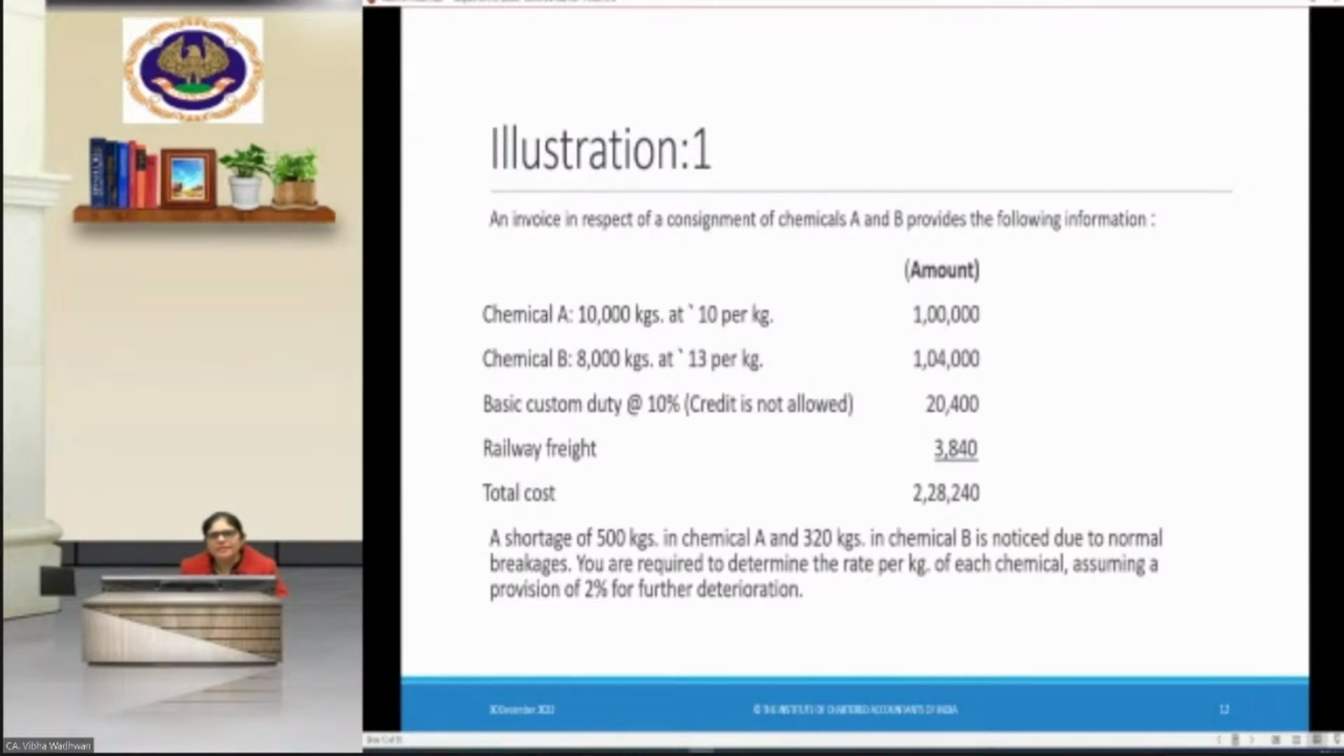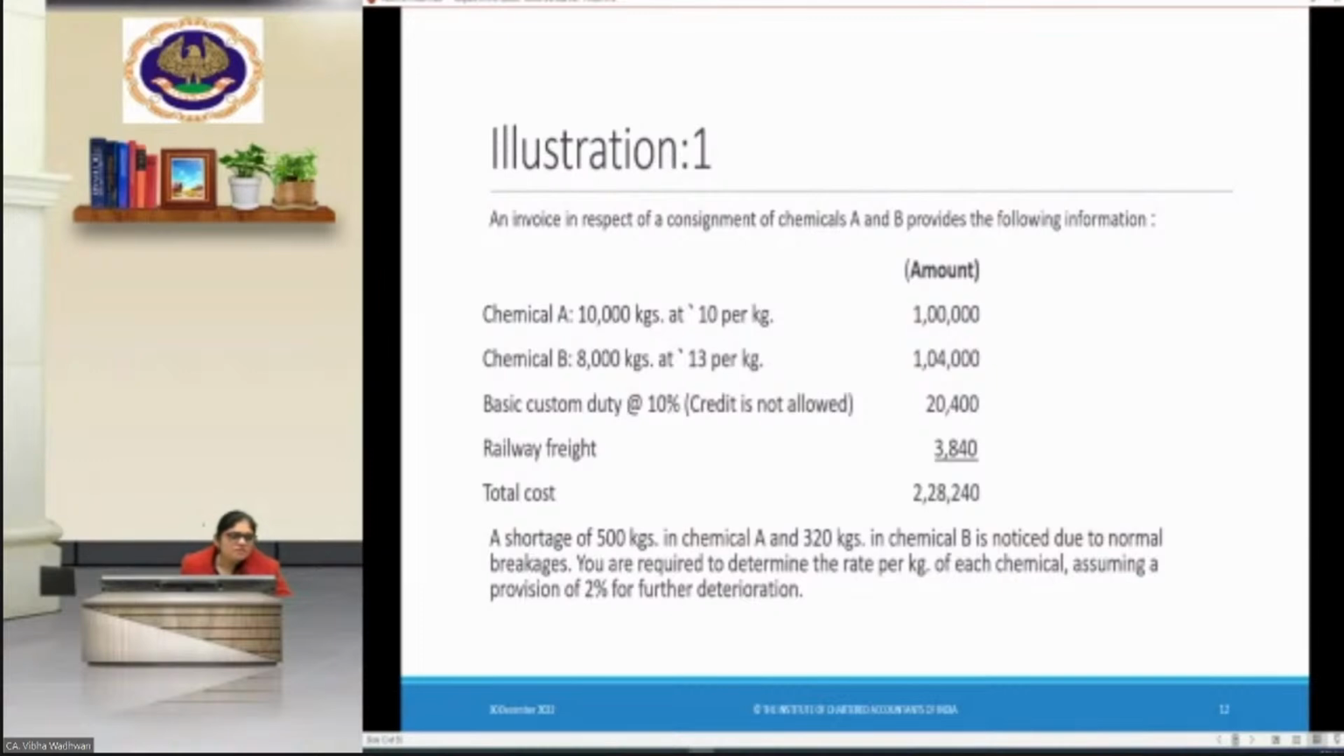Demurrage is basically when you are taking a lot of time in offloading the goods from the truck at your factory gate and the transporter is waiting outside the gate, so the transporter charges a fine in the form of demurrage. All right, so again it's a fine, it will not be added to the cost of purchase.